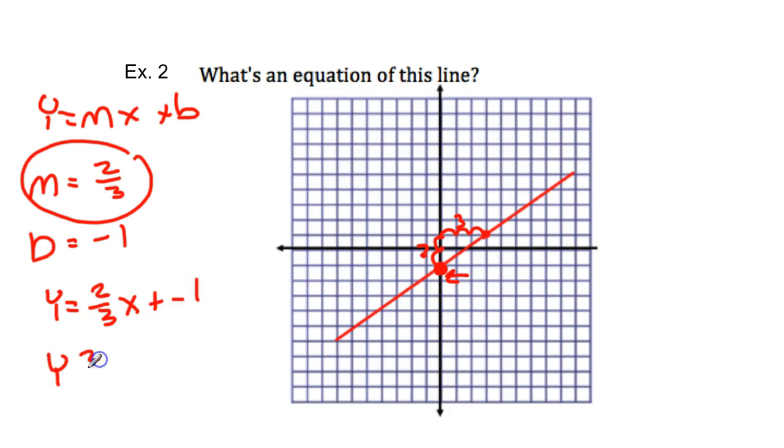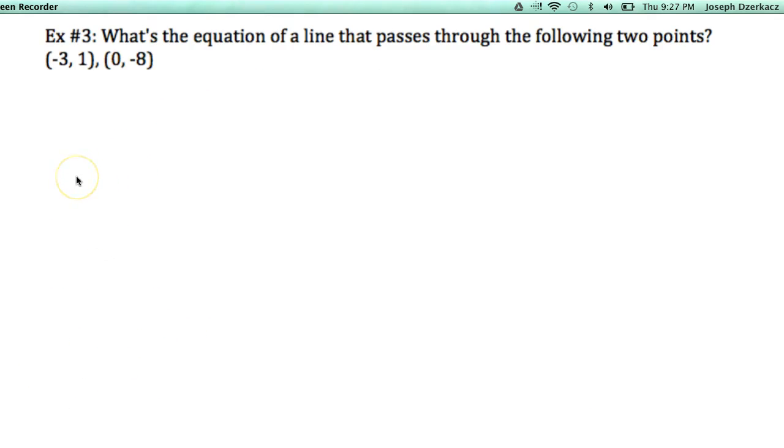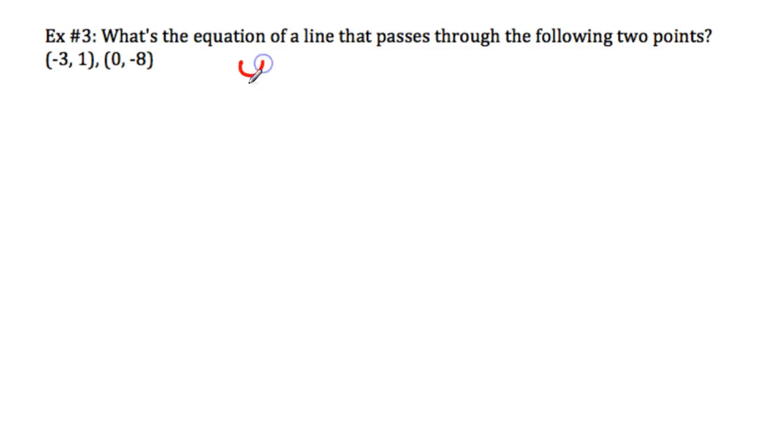So let's simplify that. y equals 2 over 3x minus 1. Bam. Beautiful. Example 3. This says, what's the equation of a line that passes through the two following points? -3, 1 and 0, -8. So I want this formula, y equals mx plus b. So I need to find the slope, and I need to find the y-intercept.